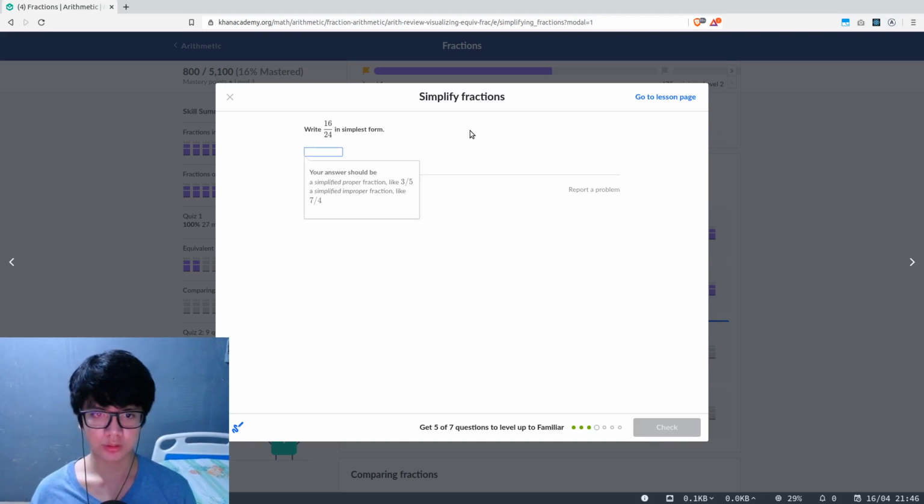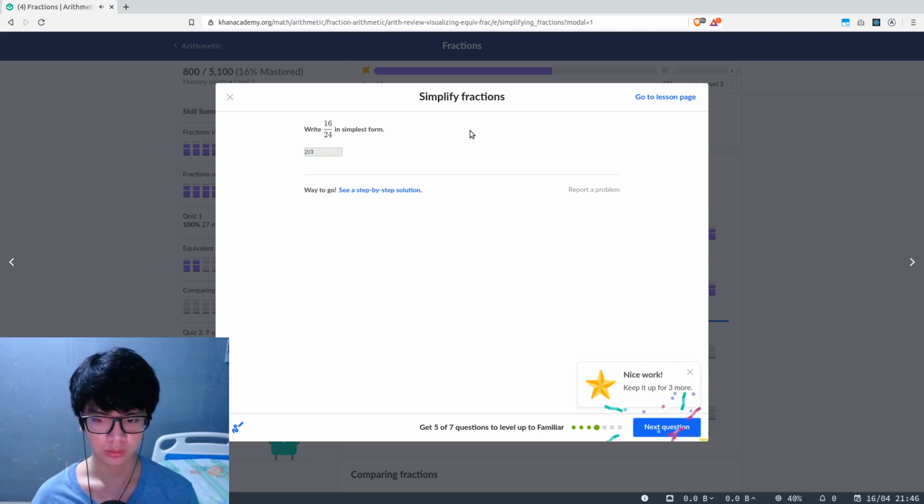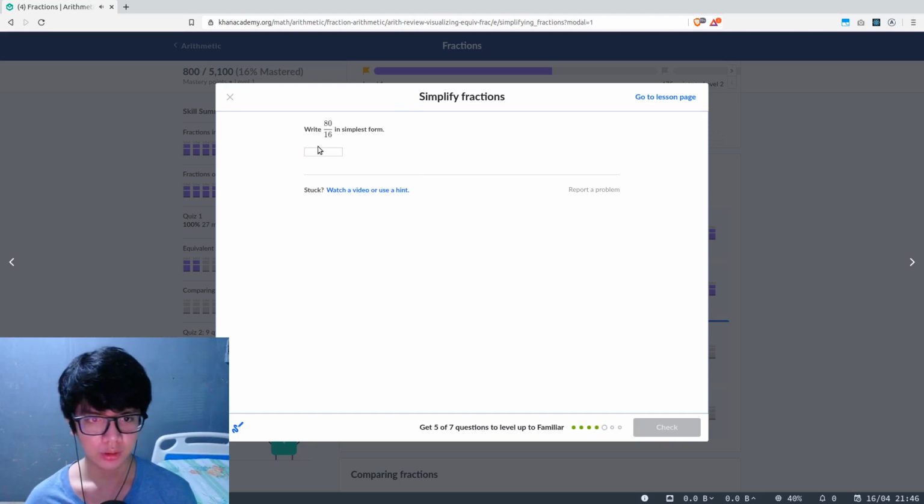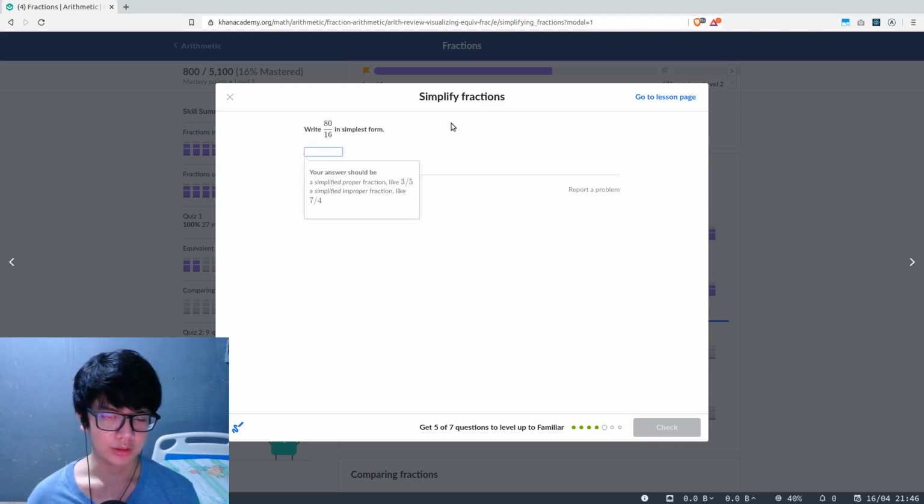Okay, 16 is divisible by 4. We have 4, 6. Can still divide this by 2. We have 2/3. Yeah. Write 80 and 16 in simplest form. Okay, divide both by 8. So 10, 2, or 5. Or just 5, right? I'm going to do 5/1.